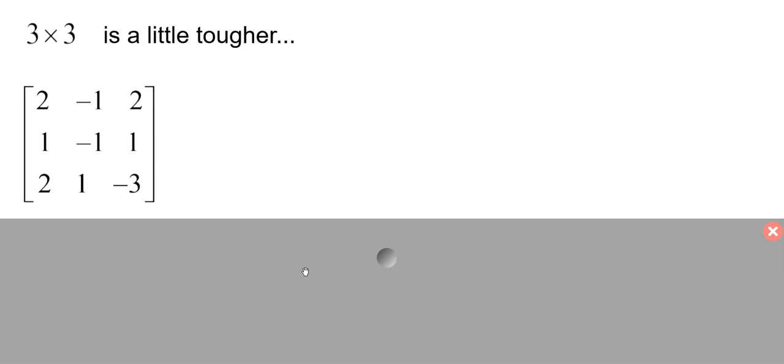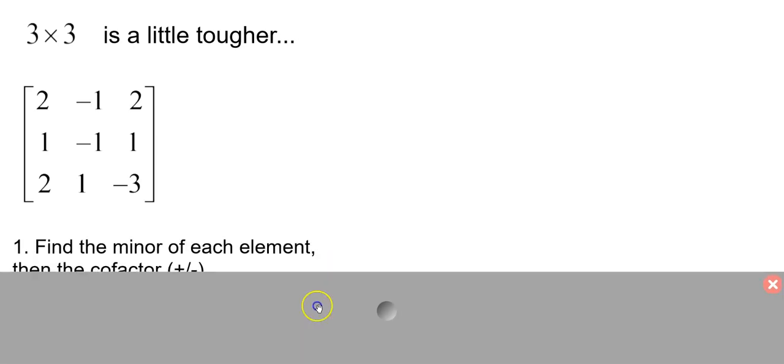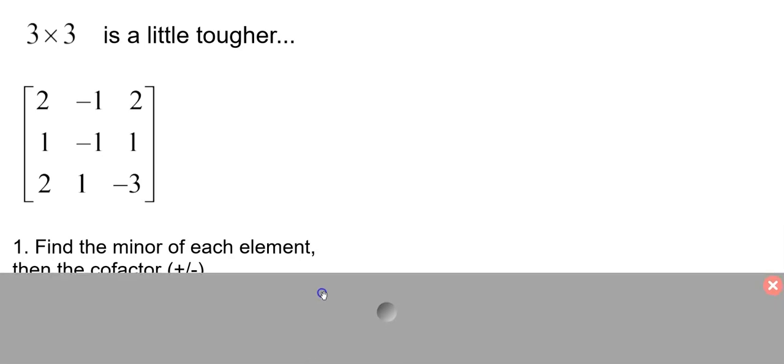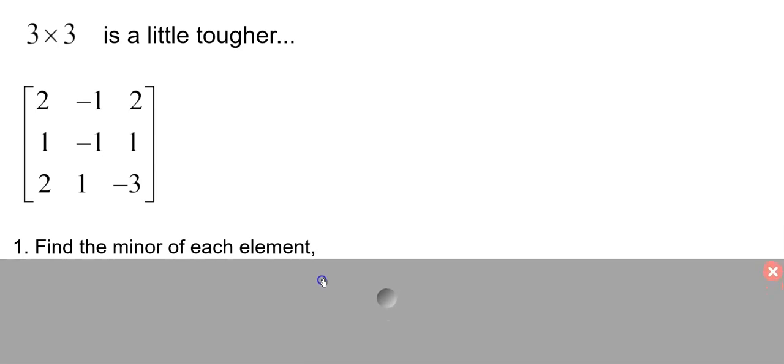Then I will give you 10 bonus points. But here's the thing, everything has to be correct. So it has to be correct. So there's the first step: find the minor of each element.